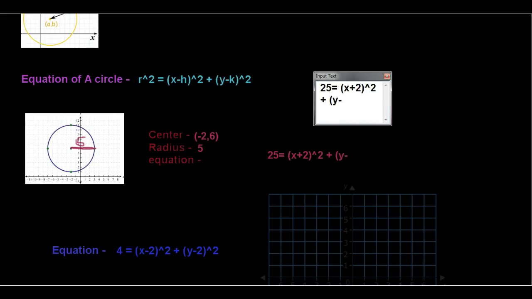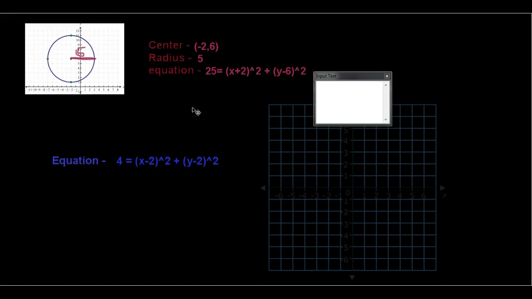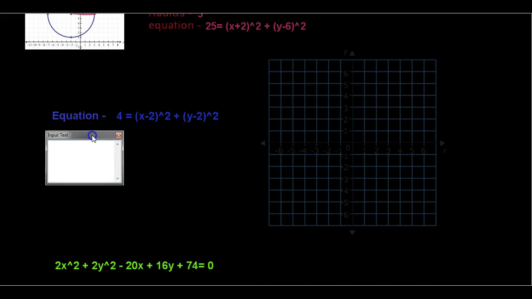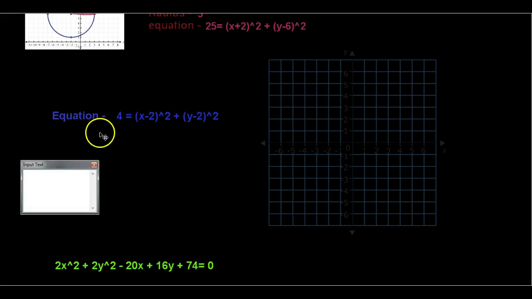Y minus 6 squared. Okay, and that's going to be the equation of this circle here. So let's move on. Let's try going the other way. So now we have, right here, the equation of what's going to go on this graph here.